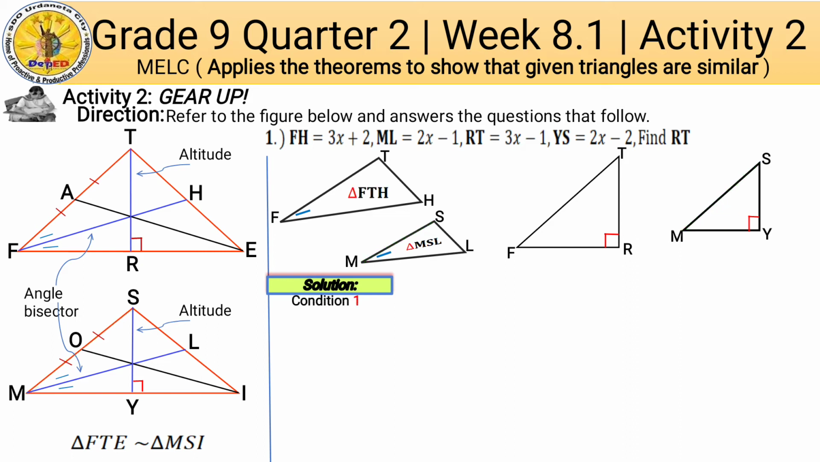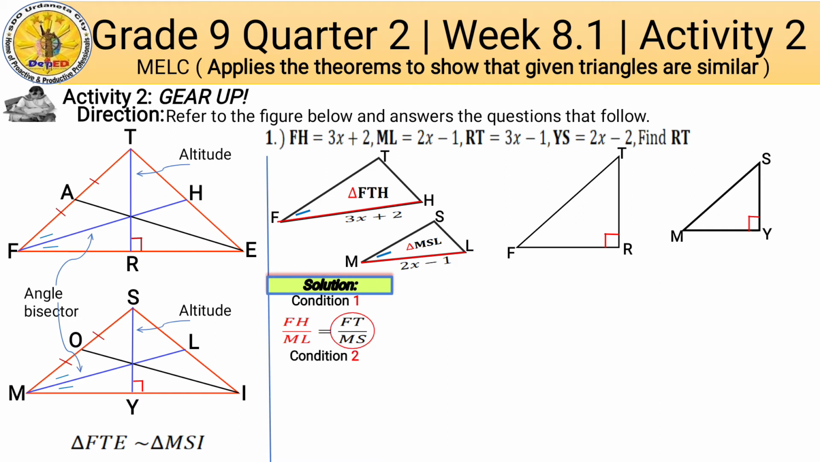For our first condition, using triangle FTH and triangle MSL, we can formulate a proportion using its sides, with one side in common with the triangles FTR and MSY. The proportion is the ratio of the angle bisectors FH and ML, which is equal to the ratio of side FT and side MS. Side FT and MS are the sides in common in the triangles.